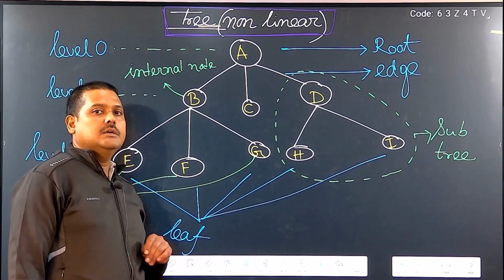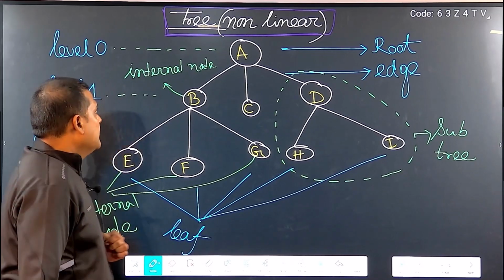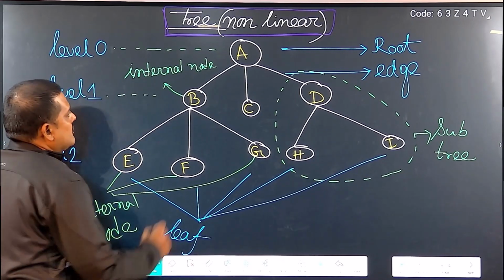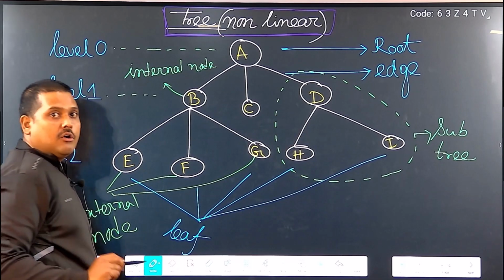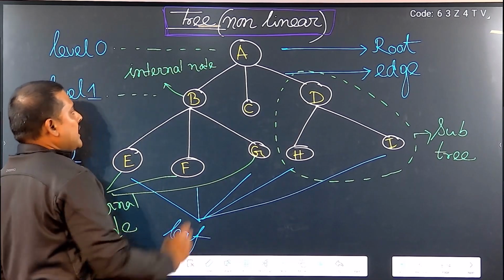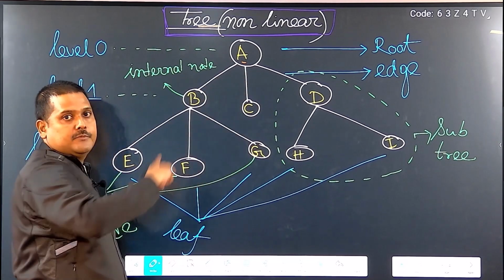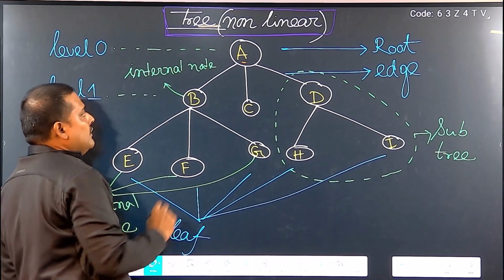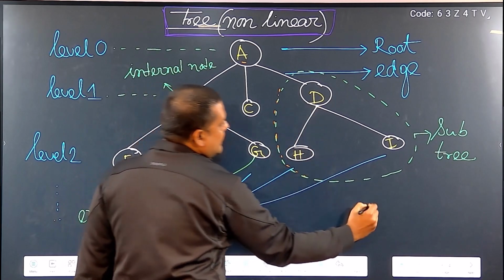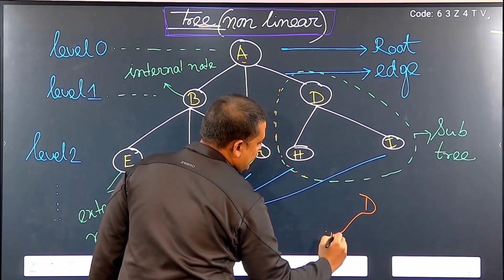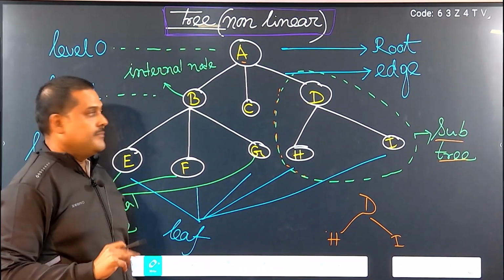So, these are the different technical terms which are used in our tree. When we have a particular tree, all of these, A, B, C, D, E, F, G, H, I, are called nodes. Here A is called the root node, the root of this whole tree. Now, this is a tree, and this one, D, H and I, is called a subtree, a part of a tree.